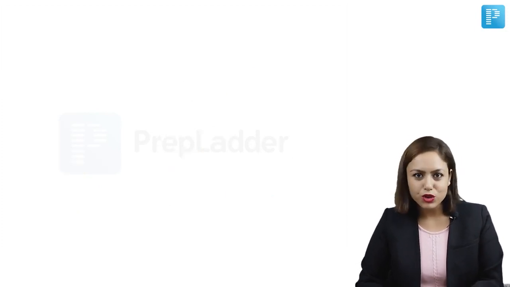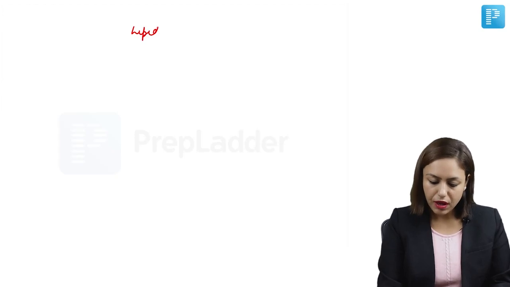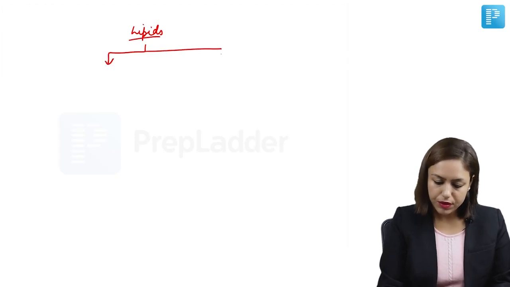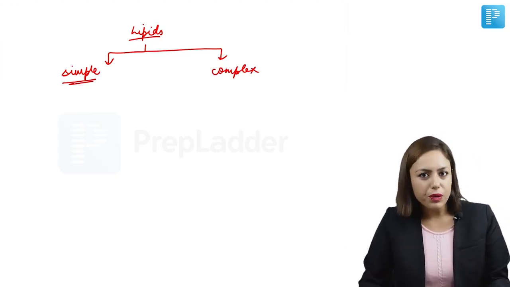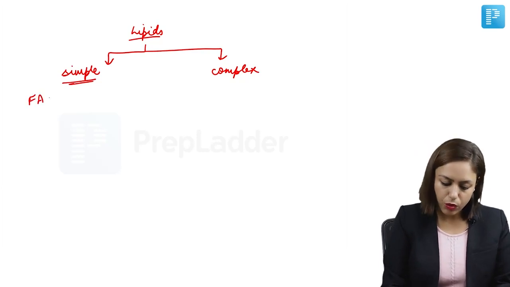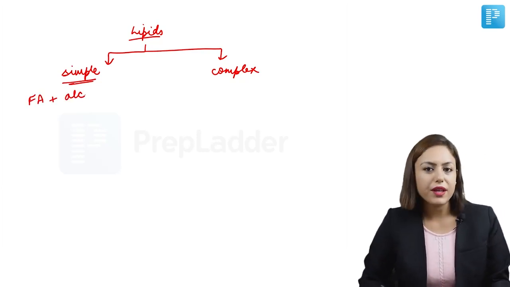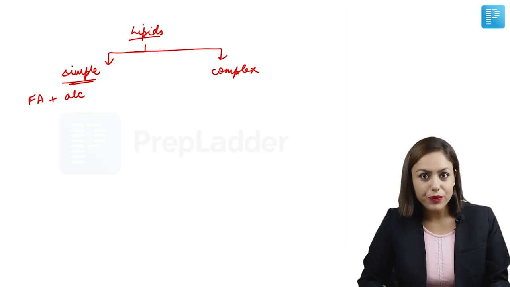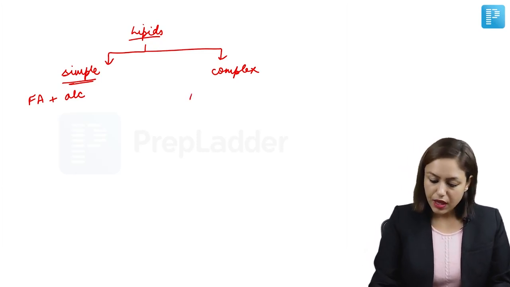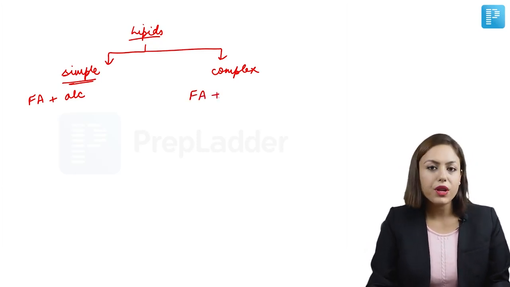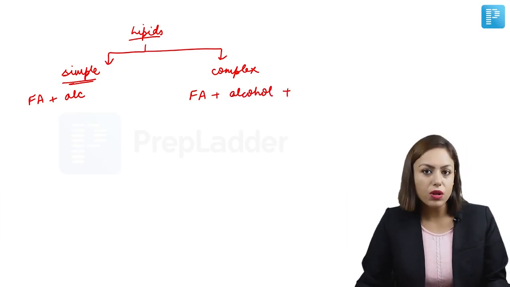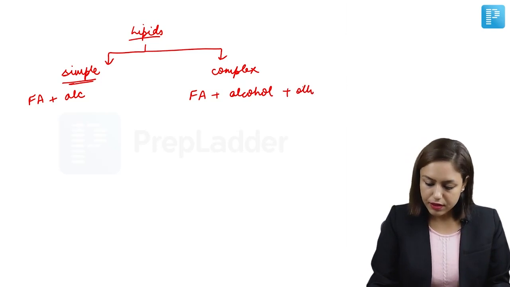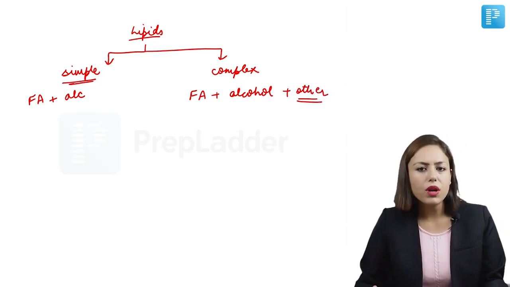Then let's do the classification of lipids. Lipids are divided into simple lipids and complex lipids. What about simple lipids? Simple lipids have only these two components, fatty acid and alcohol. Okay, but complex lipids have one component in addition to fatty acid and alcohol, and that is called the other component.